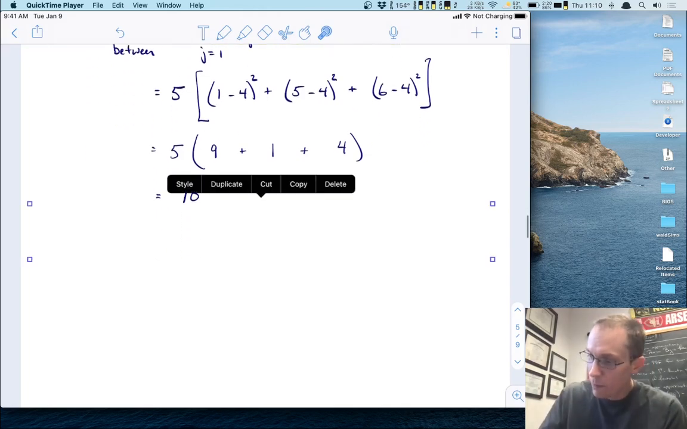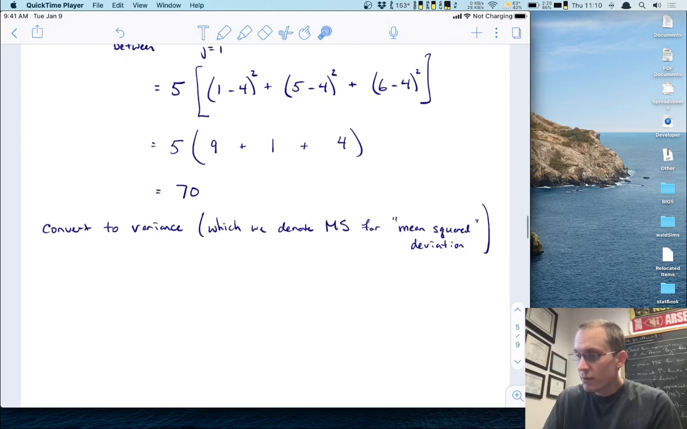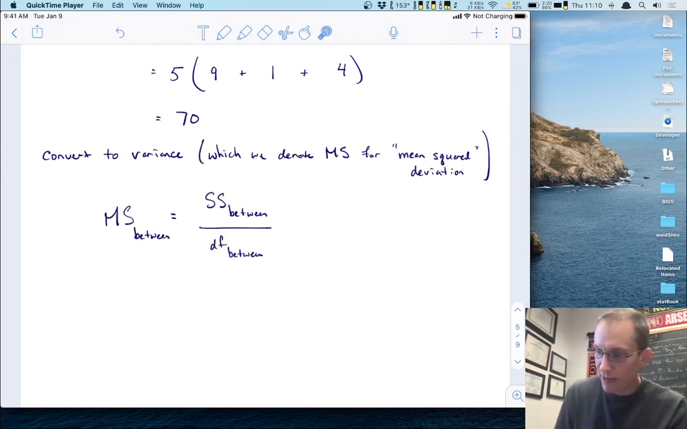What do we do with this? Well, we want to convert it to variance. So we're going to do that. Just a quick note, in this technique, we often write variance as MS. We don't do that much of anywhere else, but MS literally means mean squared deviation, which is all variance is. So that mean squared deviation, or the variance between groups, is just the sum of squares between groups divided by the degrees of freedom between groups, just like any variance.